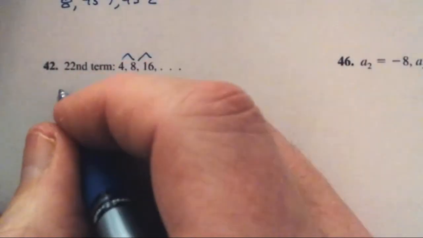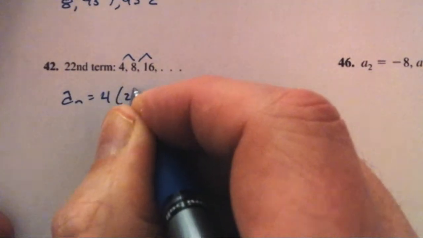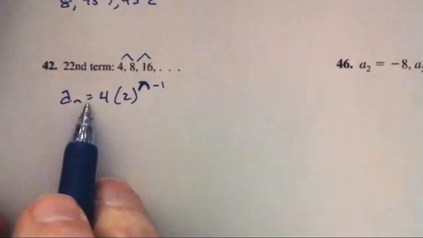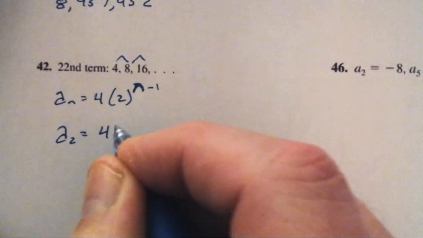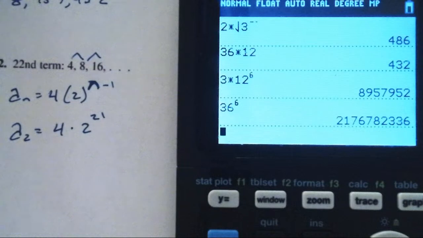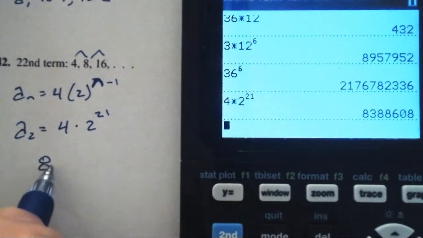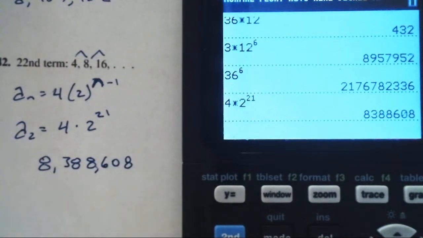22nd term, times 2, the ratio is 2, so clearly the nth term. We start with 4, we start multiplying by 2's. How many times? Well, how many steps are we going? N minus 1 to get to the nth term. So we want A22. 4 times 2 to the 21st. It's going to be big again. 4 times 2 to the 21st. And once again in the 8 millions. 8,388,608.